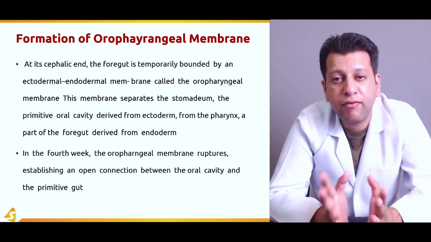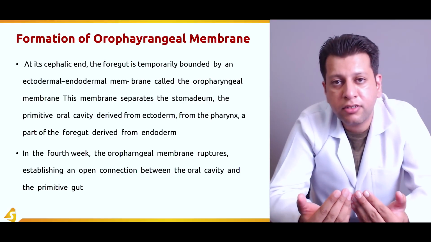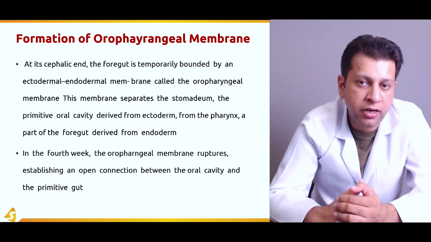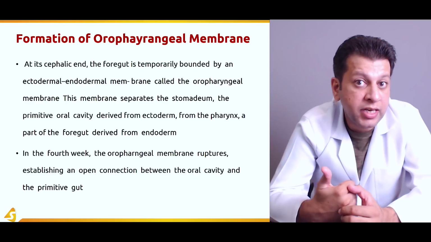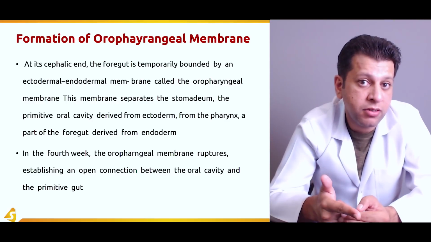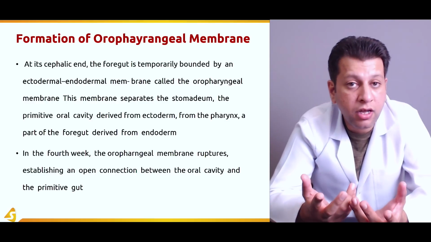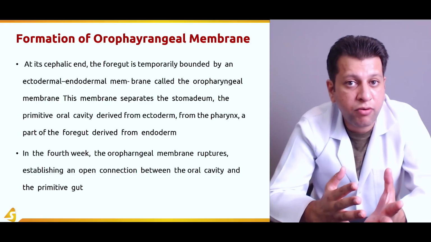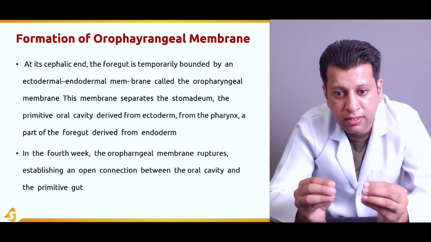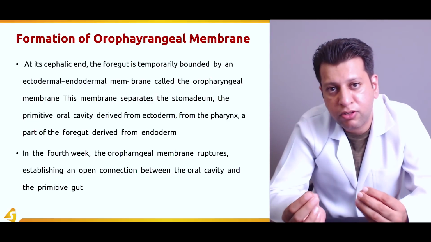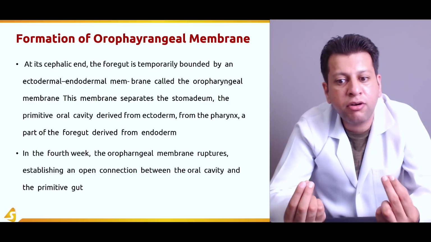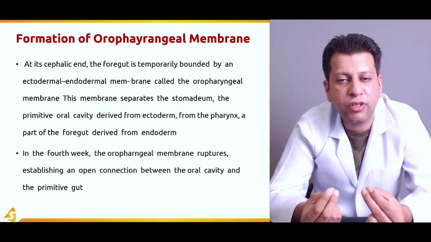So we have to understand that in adults there is an opening which is called the oral cavity. You eat and it goes into the gut. Although the pharynx is not technically a part of the oral cavity and is not derived from endoderm. Similarly, the anal canal, not all of it is derived from endoderm. So at the cephalic end, there is an ectodermal-endodermal membrane which is called the oropharyngeal membrane.